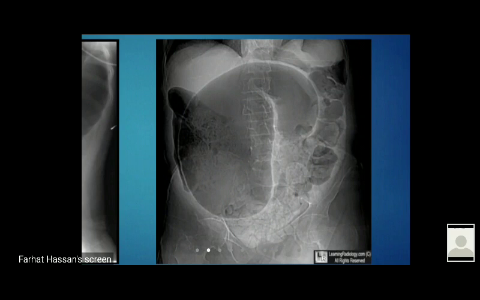Paralytic ileus মানে কি? Sir, failure of the transmission of peristaltic wave, secondary to neuromuscular failure. So what are the causes of paralytic ileus? Infection, post-operative.